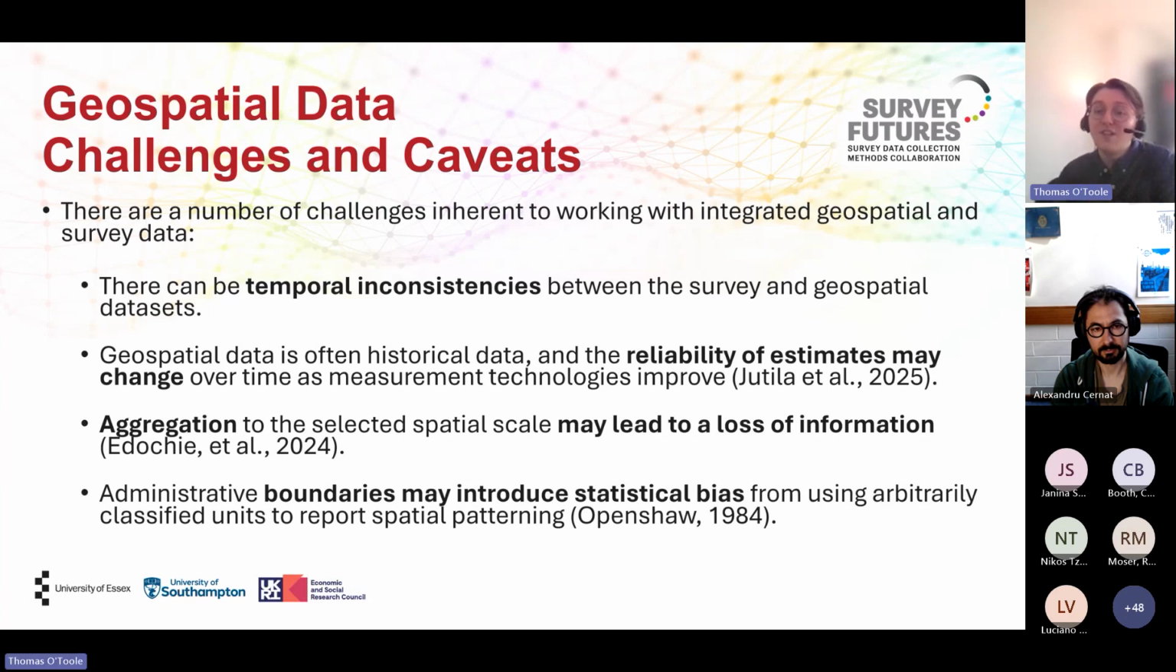Geospatial data is also often historical data, and the reliability of estimates can decrease the further back in time you go. And also the selected or permitted spatial scale might lead to a loss of information. So for example, kilometre grid cells are often smaller than the selected enumeration areas that you're permitted to work at, which can result in information being lost through aggregation. And obviously that process increases as the spatial scale increases. And also admin boundaries can be relatively arbitrary, and they might introduce different biases to your analysis. And so that should be considered too.